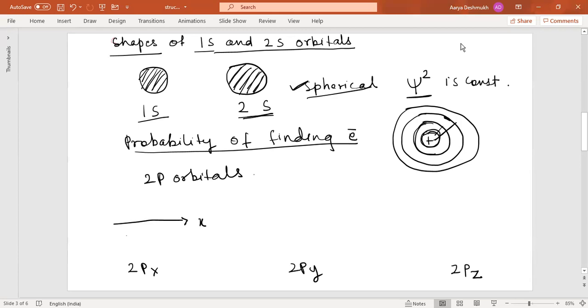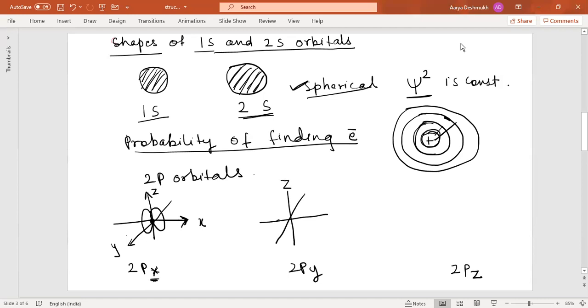This is the x axis. This is your z axis, and this is your y axis. So the lobes are like this. You can draw the shape of this 2px orbital in this manner. So this is your nodal plane. Now 2px means the lobes pass along the x-axis. That is why it is denoted as 2px.